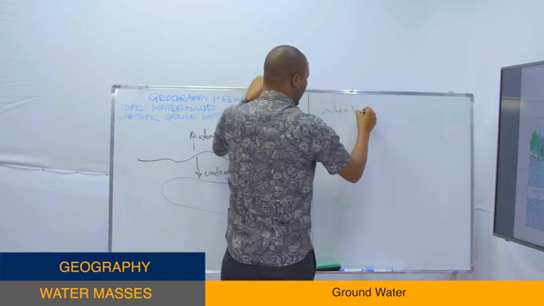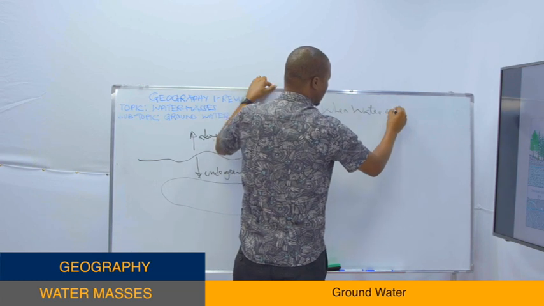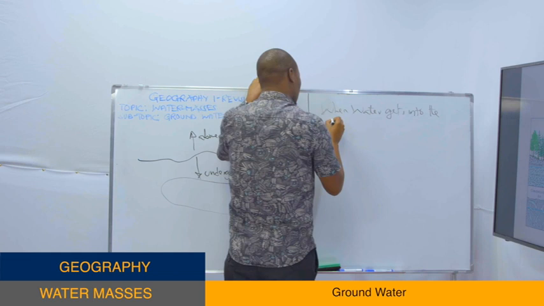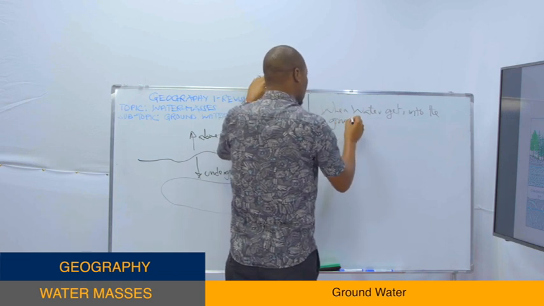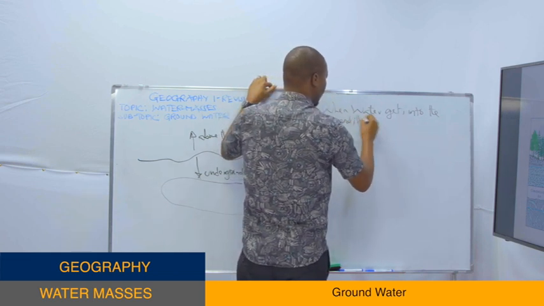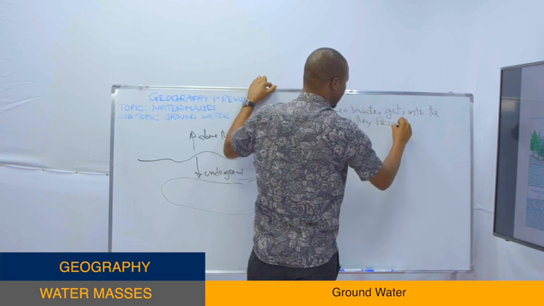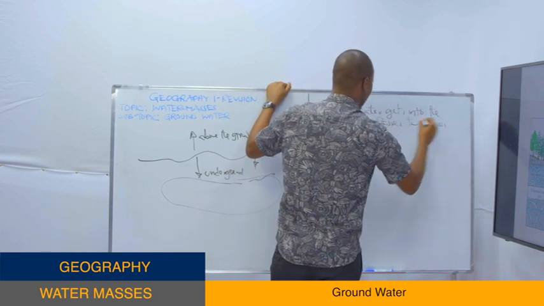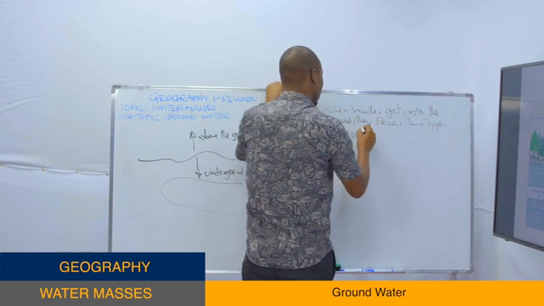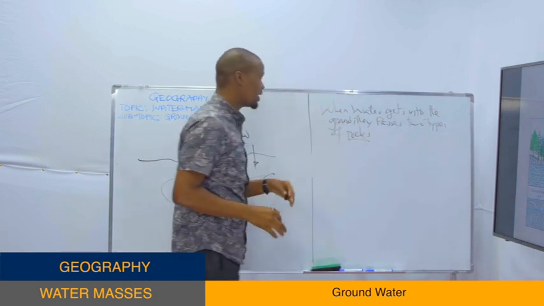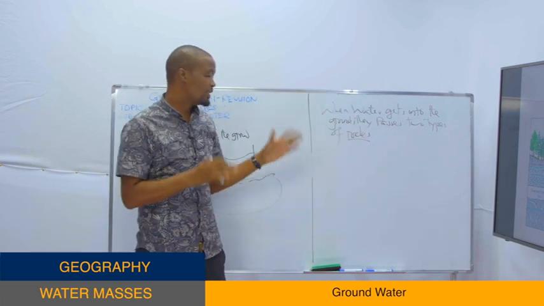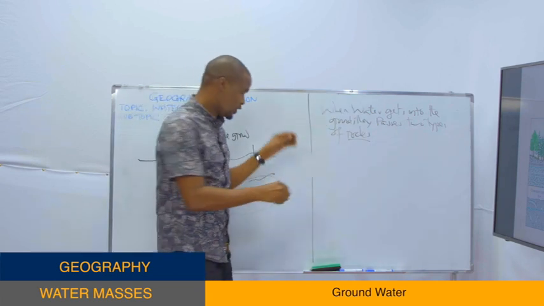When water gets into the ground, see? Into the ground, it passes two types of rocks. Listen to me very carefully. When water gets into the ground, you see, it passes two types of rock.